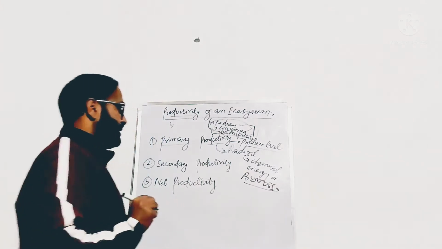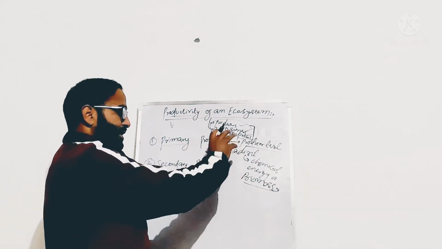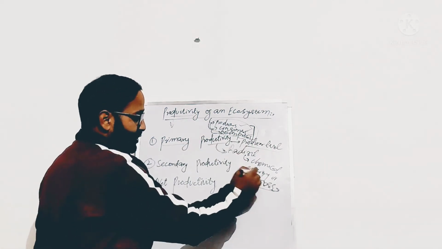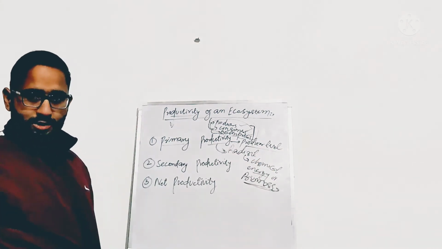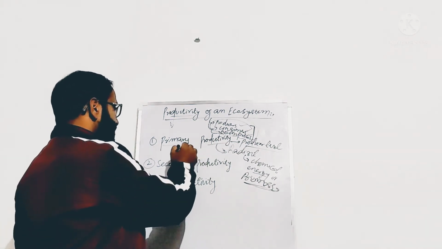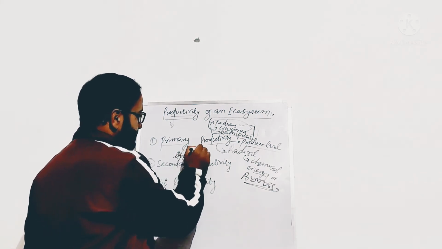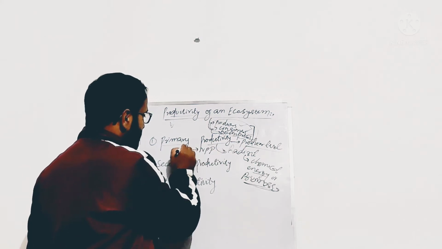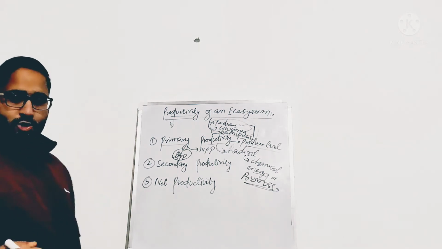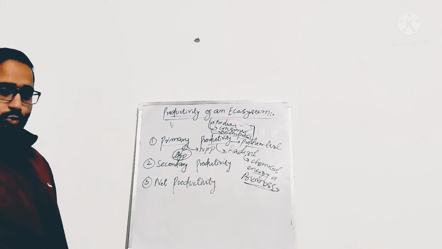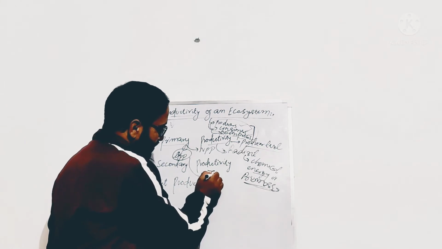By the producers. So primary productivity, first thing, it is at producer level, and it tells us about the rate at which radiant energy is being converted into chemical energy or biomass at producer level per unit area. But this primary productivity is of two types: gross primary productivity and net primary productivity. Gross primary productivity is the total accumulation of organic matter, including the amount which is used up in the process of respiration.